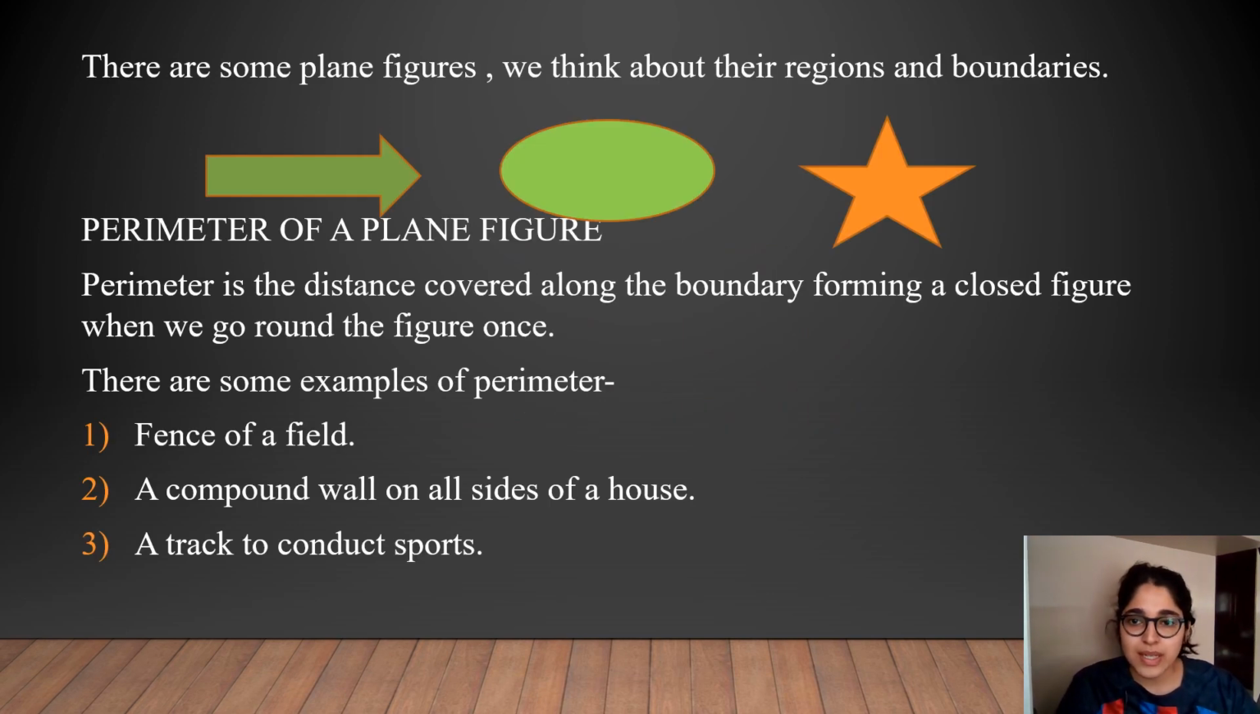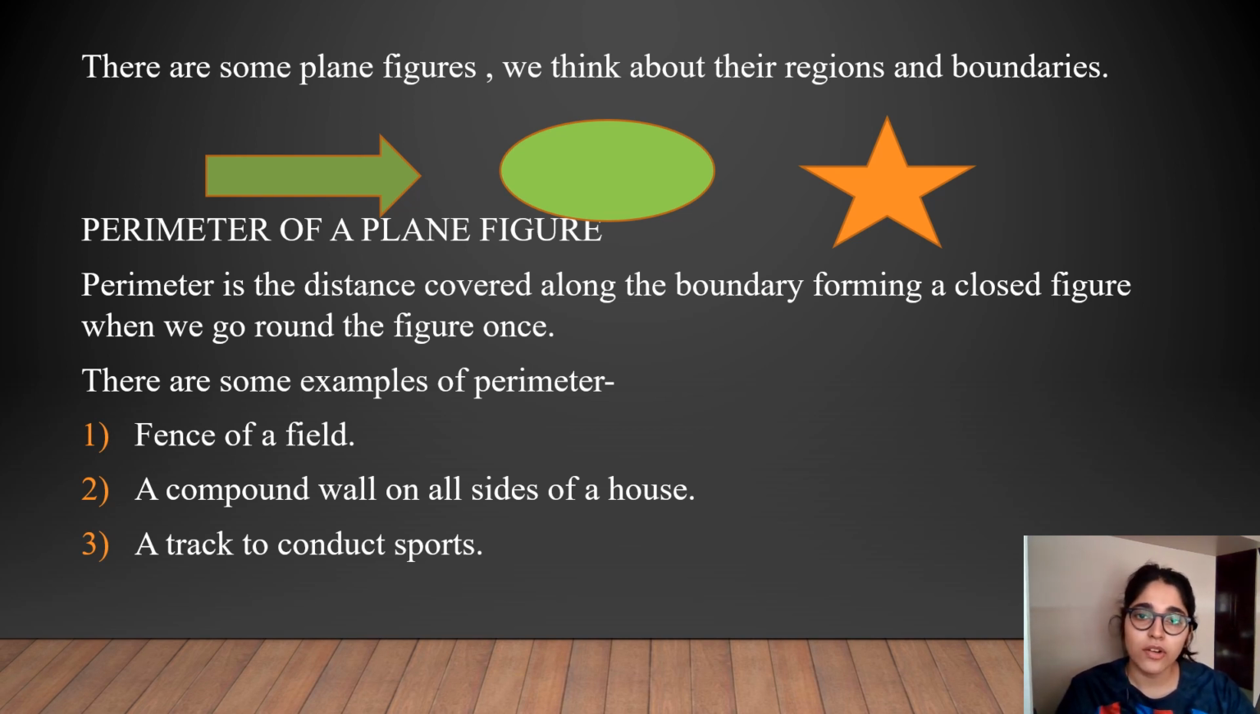So first we need to understand about the various figures that are present. So the plane figures, we think about their regions and boundaries. I hope that we all are aware about how plane figures are calculated, perimeter. So how is the perimeter calculated for plane figures? It is the distance along the boundary.